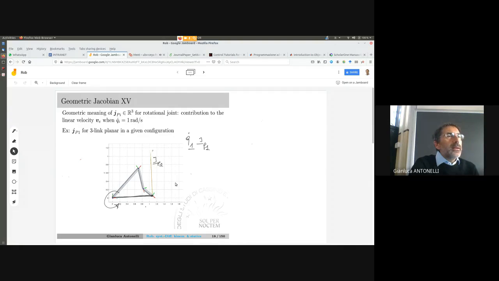Clearly, it changes with the configuration. If we change the configuration of the robot, this would be JP1. It's not really perpendicular here, it should be perpendicular. So this would be 90 degrees.